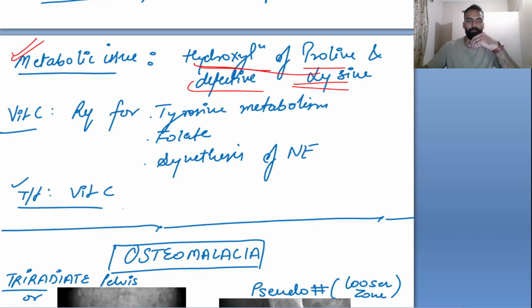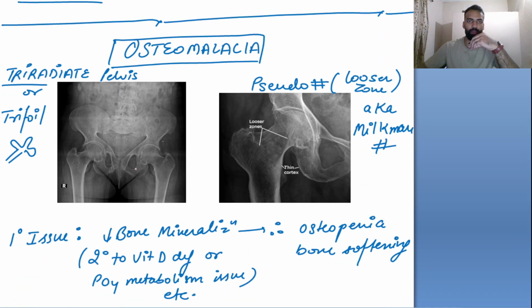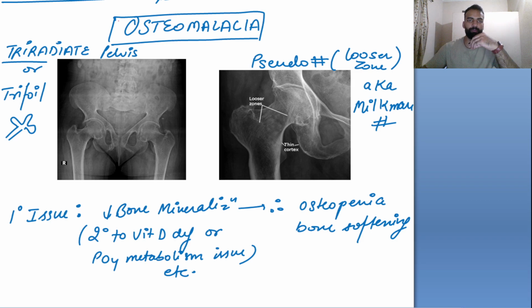Now where is vitamin C required? In biochemistry, vitamin C is required for tyrosine metabolism, folate, and synthesis of norepinephrine, and treatment is definitely vitamin C that you have to give. Now coming to our next topic, which is osteomalacia.